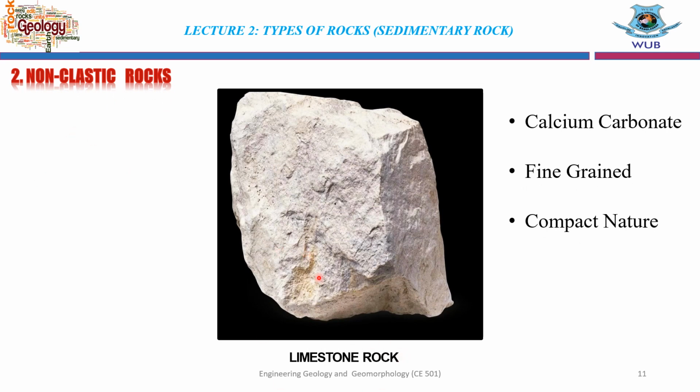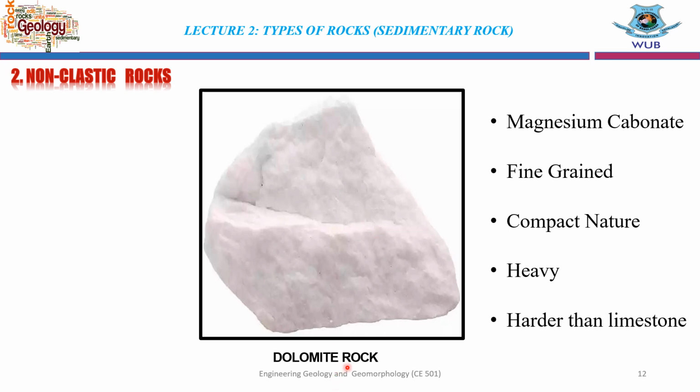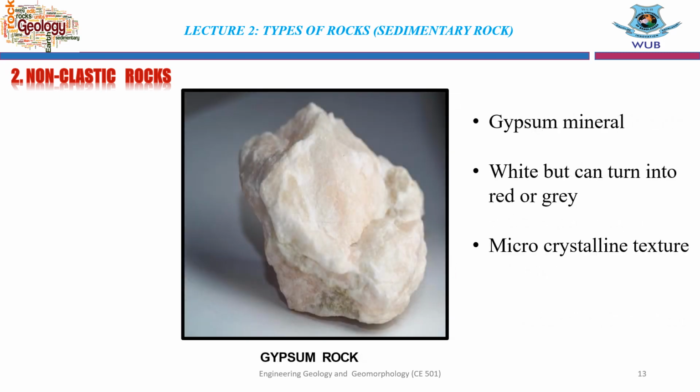Limestone rock is one kind of non-clastic rock. Calcium carbonate, which is actually termed in our environment as lime. Okay, fine-grained and compact nature. Dolomite rocks are like a milk color. Magnesium carbonate, fine grain, compact nature, heavy, harder than limestone, but it looks fresh white. Gypsum rock. Gypsum is one kind of chemical rock. Gypsum mineral, white but can turn into red or gray, reddish white, and microcrystalline texture.